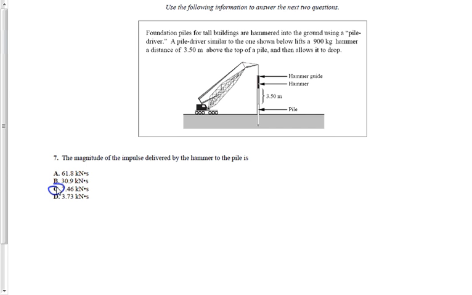All right. Well, we know that impulse is equal to delta P, and we know that impulse is equal to F times T and m times delta V as well. We know that we've got a mass up here of 900 kilograms. We know that this pile is going to fall a distance of 3.5 meters, so the displacement would be technically negative 3.5 meters, right? The hammer falls 3.5 meters.